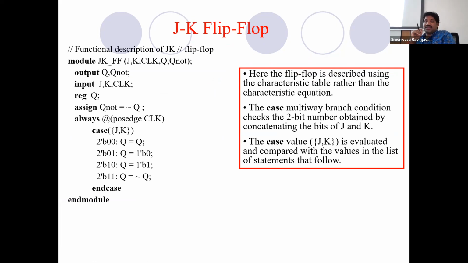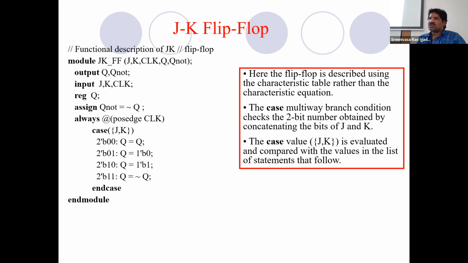So, the functional description of JK. How can you implement JK directly, without D? Directly you can implement JK. Clear? So module JK flip-flop: J is one input, K is another input, clock is one input, and Q and Q not are the outputs. Registers Q; inputs are J, K and clock. Always at positive edge of clock.